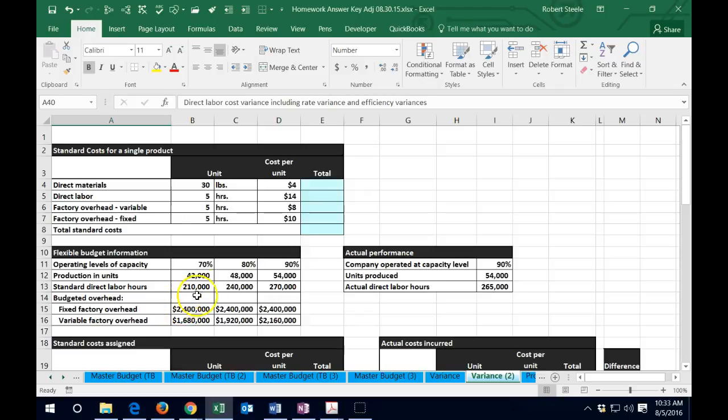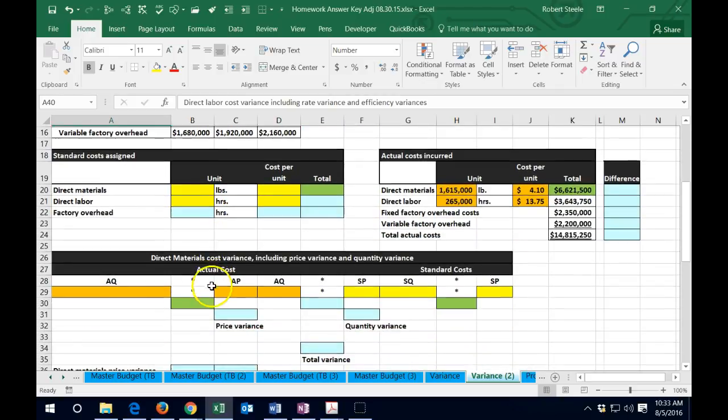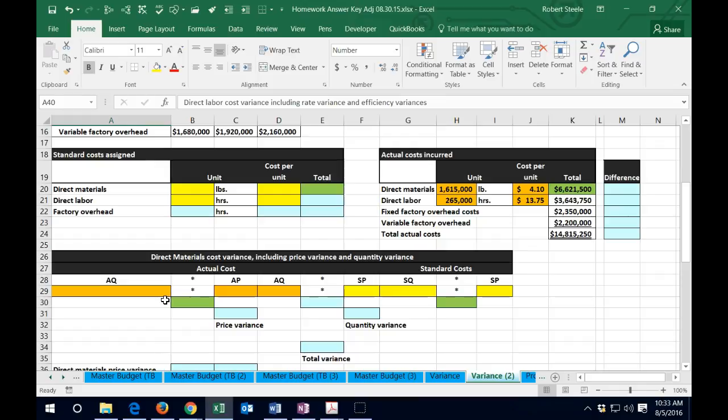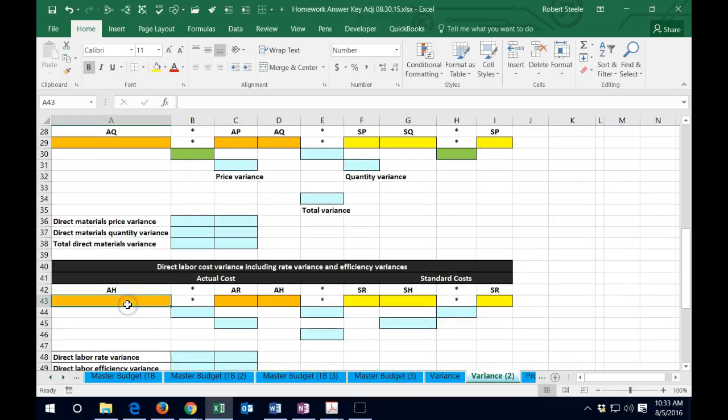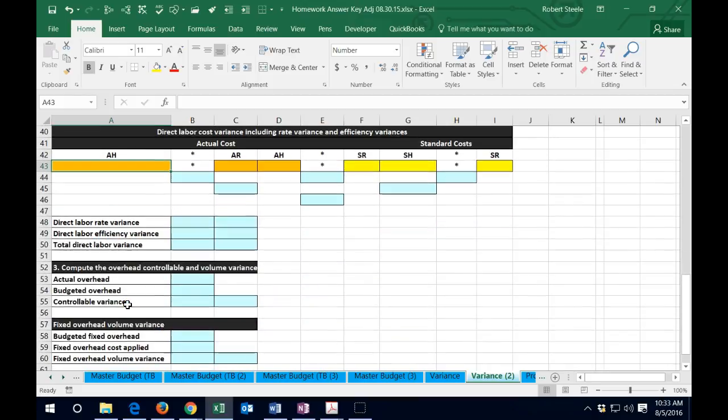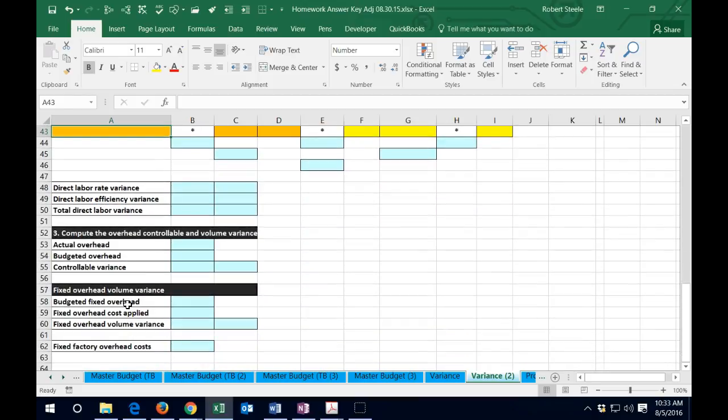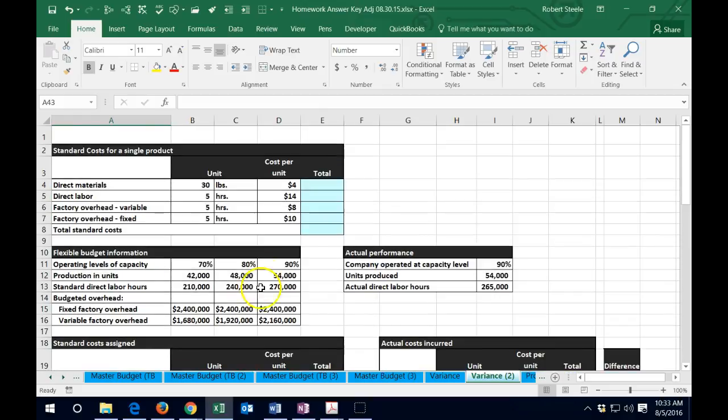Hello, in this lecture we're going to take a look at cost variance analysis. We will include the direct material variance, including the price variance and the quantity variance, the direct labor variance, including the rate variance and the efficiency variance, and we will take a look at the overhead controllable variance and the fixed overhead volume variance. Alright, so we have the data for the problem up here.